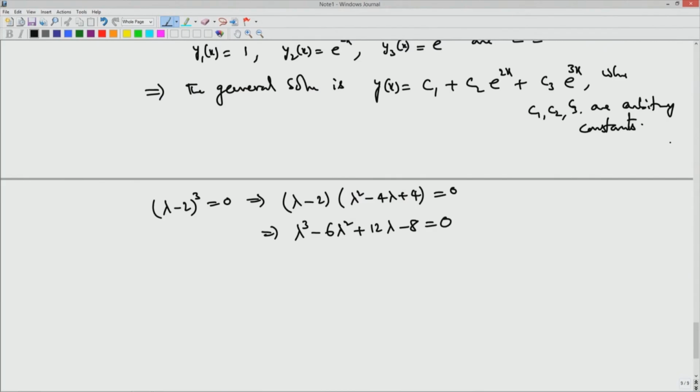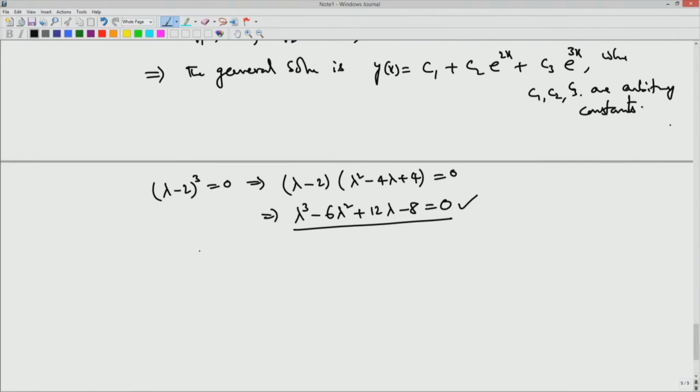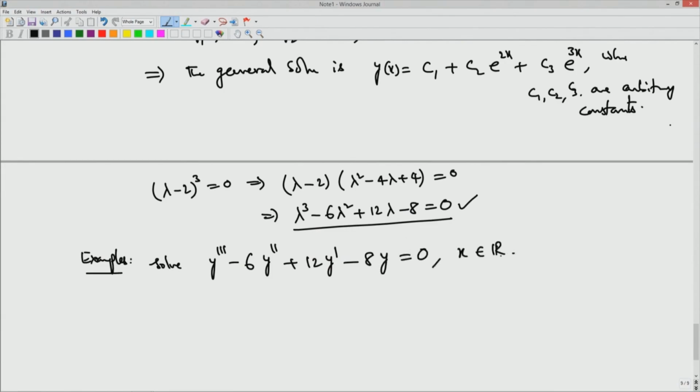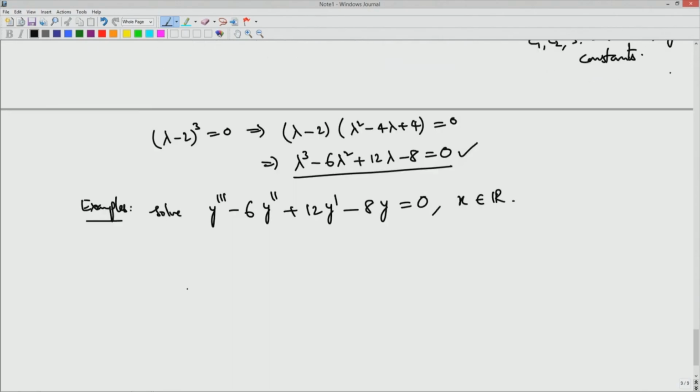So if this is what you want as a polynomial equation, you can guess the equation. This is how you can cook up problems. So I can give you: solve y triple dash, whenever you get the lambda cube, minus 6 y double dash plus 12 y dash, whenever lambda is there, minus 8 whenever there is simply a constant, you put y, equal to 0, x belongs to R. If you are given like this beforehand, I know this, that is why I make this equation.